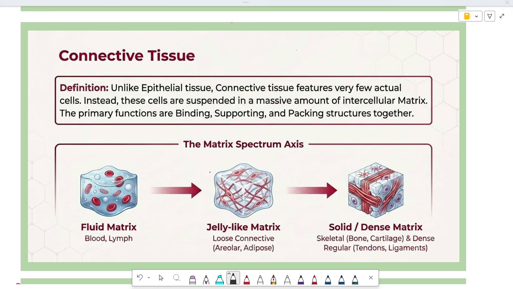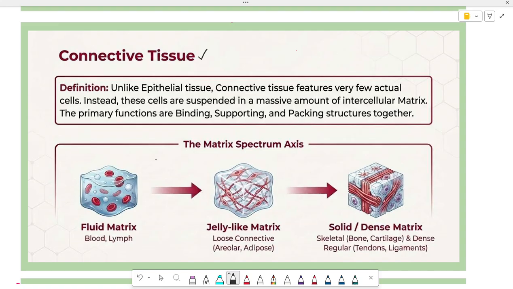Hi, good evening. Today we are going to start a topic, connective tissue. Before learning about connective tissue, I want to give a definition for tissues. Tissue means a group of cells, similar or dissimilar, which perform a common function. That is called a tissue.